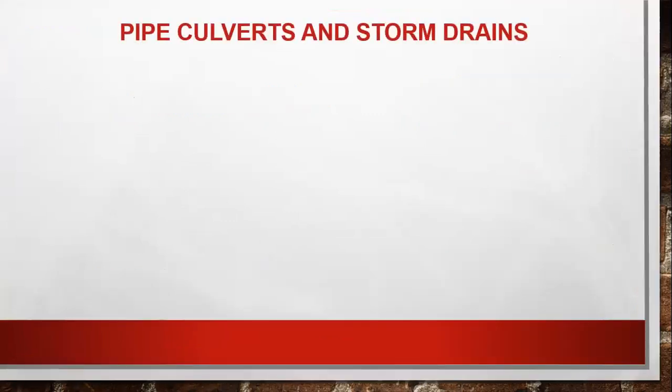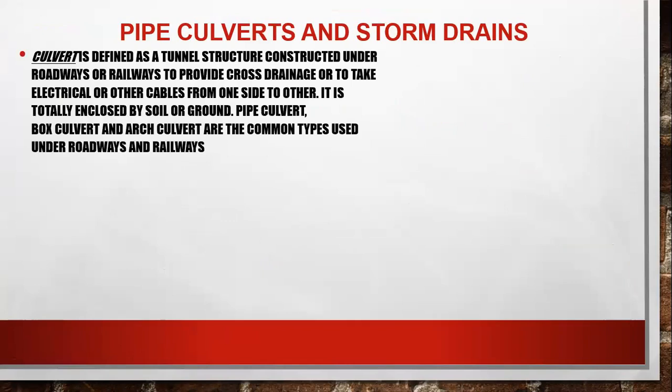Pipe culverts and storm drains. First, let's define what culverts are. A culvert is defined as a tunnel used to cross drainage or to take electrical or other cables from one side to the other. So a culvert is used to pass water or electric cables to the other side.